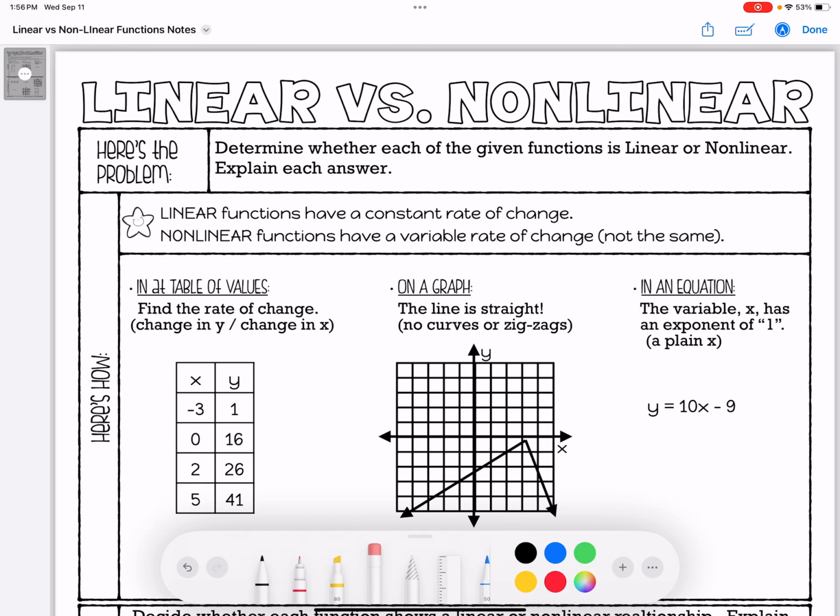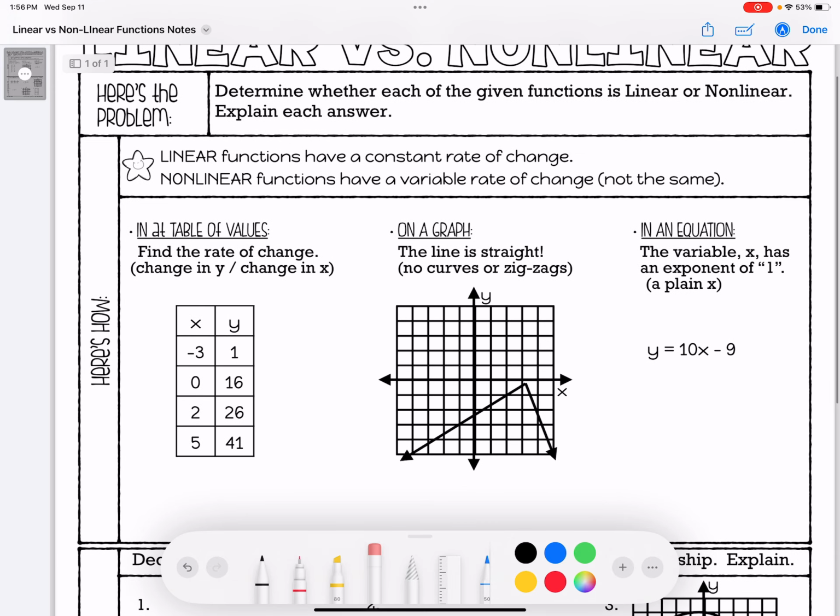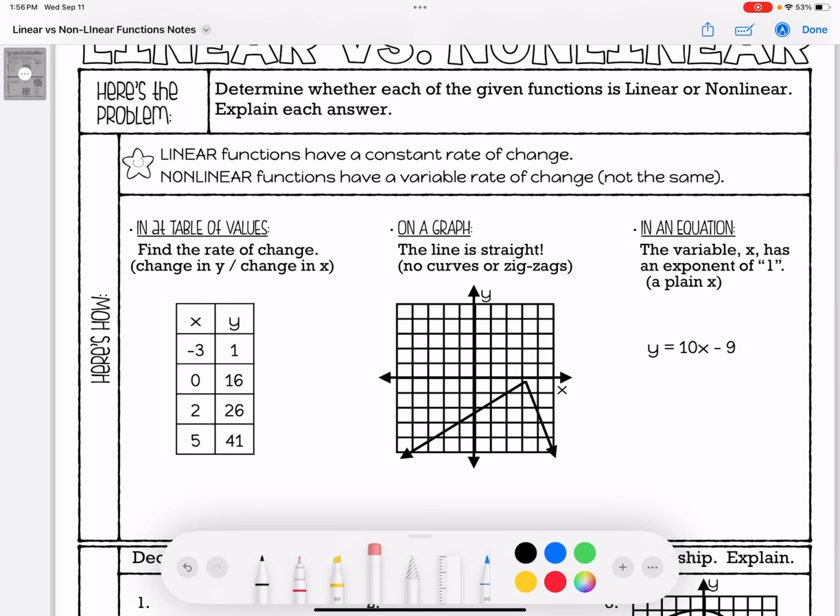Hello, ladies and gentlemen. The next thing we're going to be going over is linear versus nonlinear functions. So we're determining whether the given function is linear or nonlinear based on the information we're given. Linear functions have a constant rate of change, and they look like a straight line, one single straight line. A nonlinear function has a variable rate of change, meaning that it's not the same.